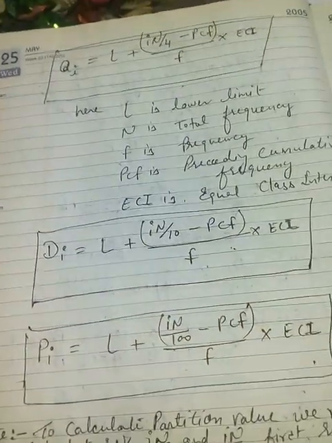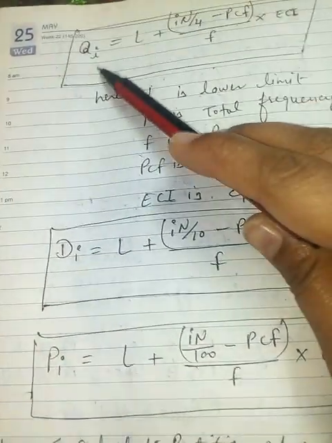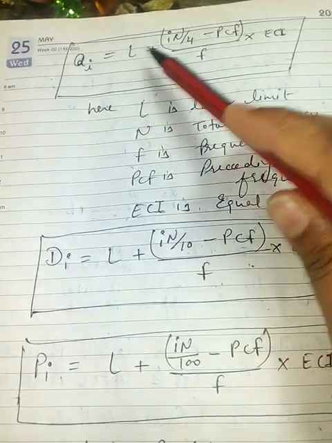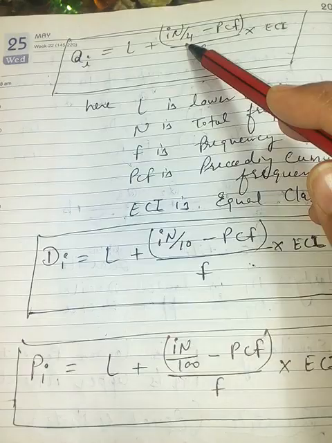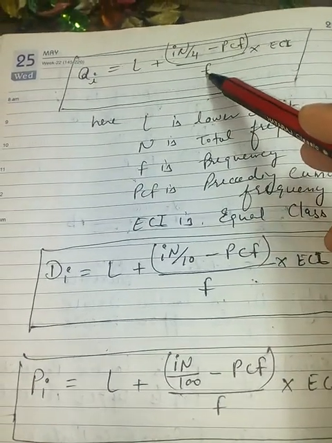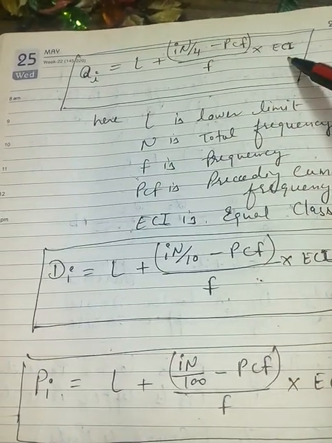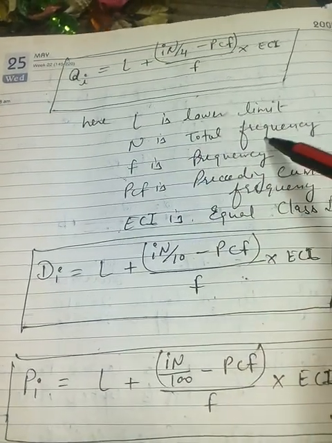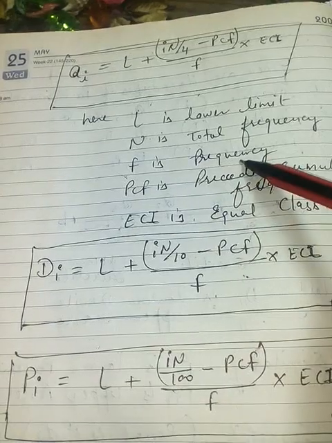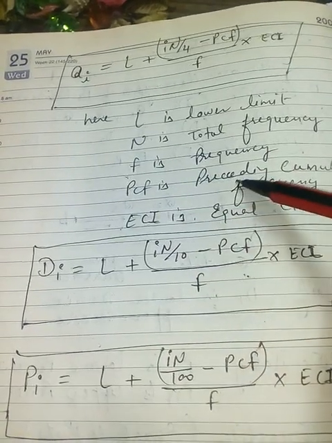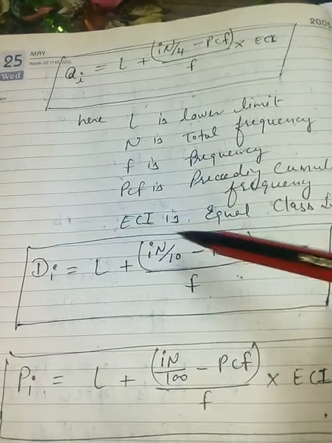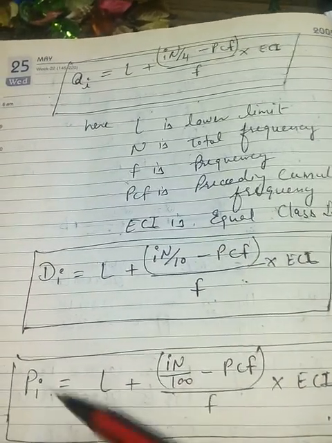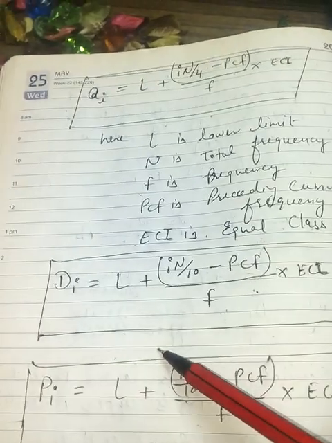quartile, decile and percentile. To calculate the ith quartile Qi, the formula is L plus (i n by 4 minus PCF) upon F, multiplied by ECI. Here L is the lower limit, N is the total frequency, F is the frequency, PCF is the preceding cumulative frequency and ECI is the equal class interval.